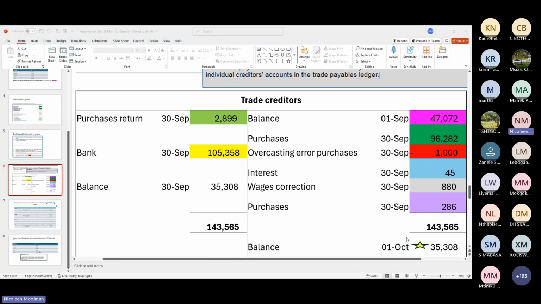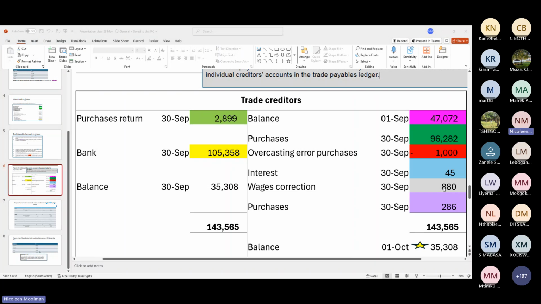Will I be wrong if I minus 880 from the bank account? Not in this example, not for the 880 wages, because the 880 has already been recognized in the trade creditors GL account incorrectly. So we need to journalize that 880 to the wages account because it's not yet in wages. And that's why we say credit your trade creditors 880 and debit wages expense 880.